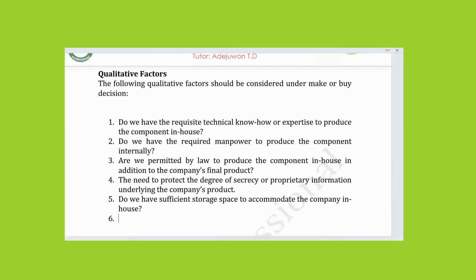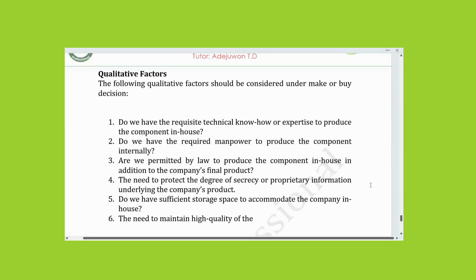All right. Not only that, you also need to consider the need to maintain high and better quality of the components.